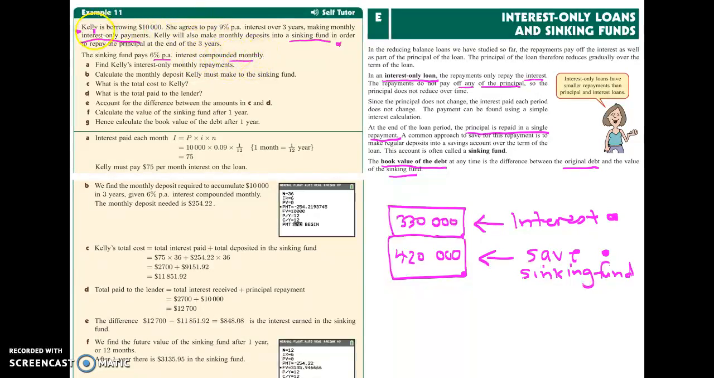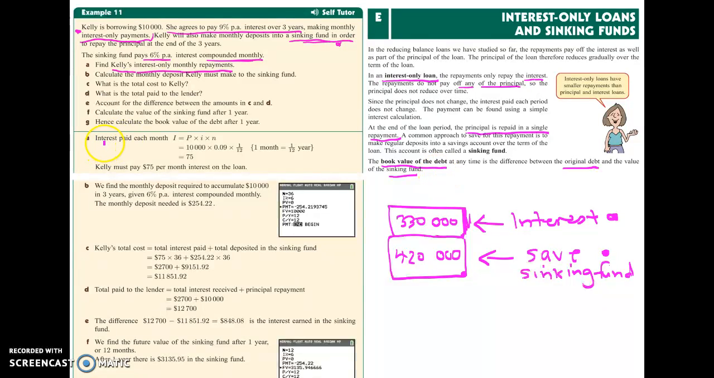And you just got to be careful in these questions that you separate the two out. So she's got 9% per annum over 3 years, interest only payments, that's the loan. And then over here, she's got the sinking fund at 6% per annum compounded monthly. And you just be careful that you can see the two loans in there and separate them. So part A says, let's find out Kelly's interest-only monthly repayment. So this is the monthly repayment on just the interest. That's what we're trying to find here.